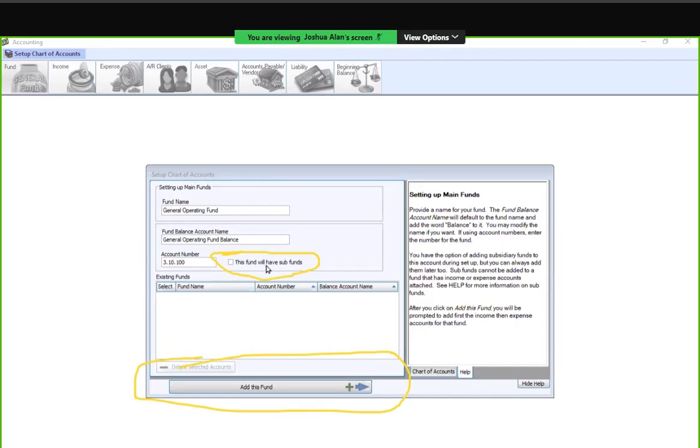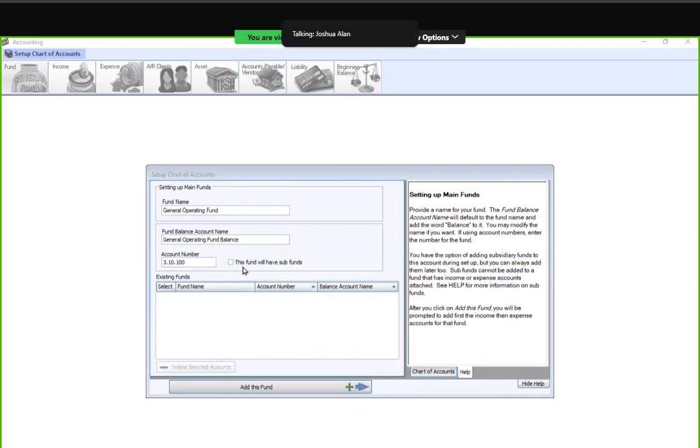For something like my general operating fund, there is no way I'm setting up sub-funds for that. I'm going to have income and expense accounts for it, but I'm not going to have sub-funds underneath that. There are very severe restrictions in terms of what you can do on reports when dealing with sub-funds and sub-accounts. So I'm not going to check that box, and I'm not going to do that for any other funds. If you look at the sample, you'll see sub-funds under memorials, but that might be the only time I would have a fund with sub-funds. So I'm not going to click sub-funds on that.